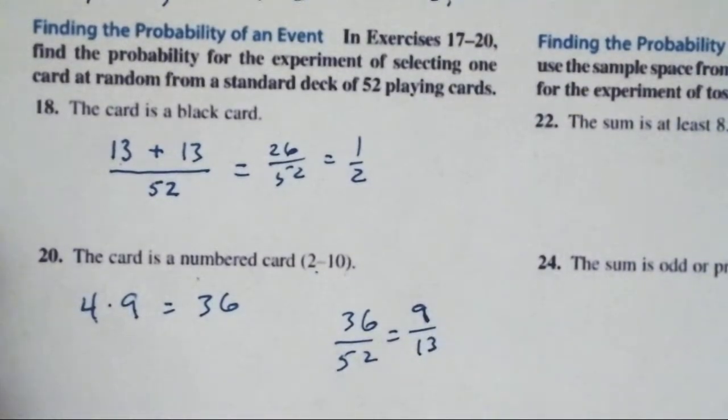And if we think about that for a moment, well, that makes sense because, what's the probability if we were just drawing from diamonds that we get a 2 through 10? 9 on 13. Probability is 9 on 13 for all the suits.